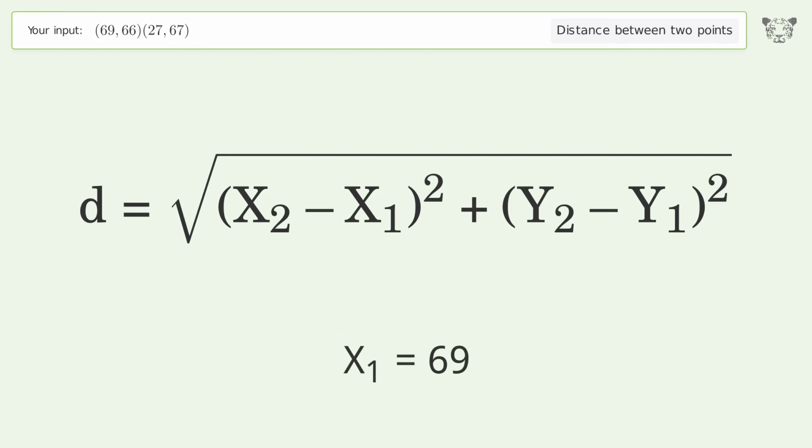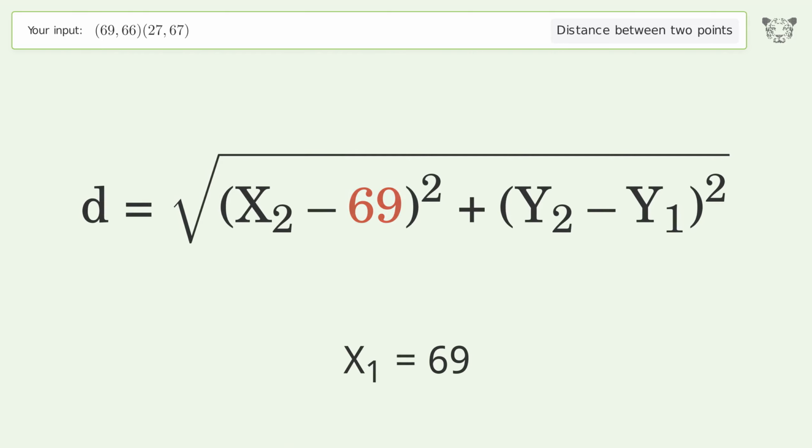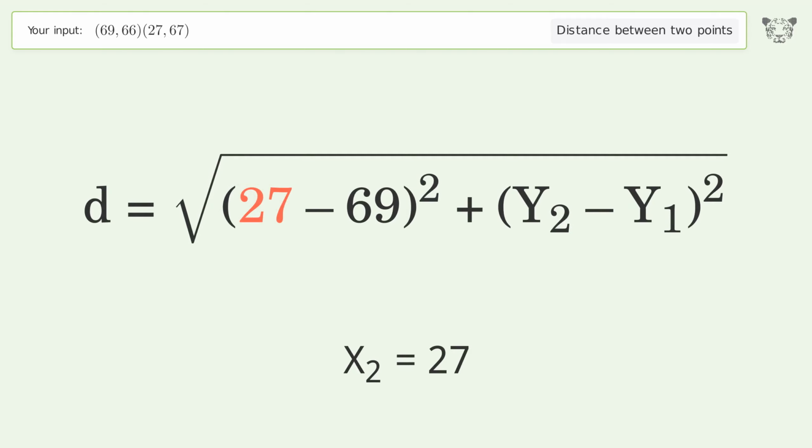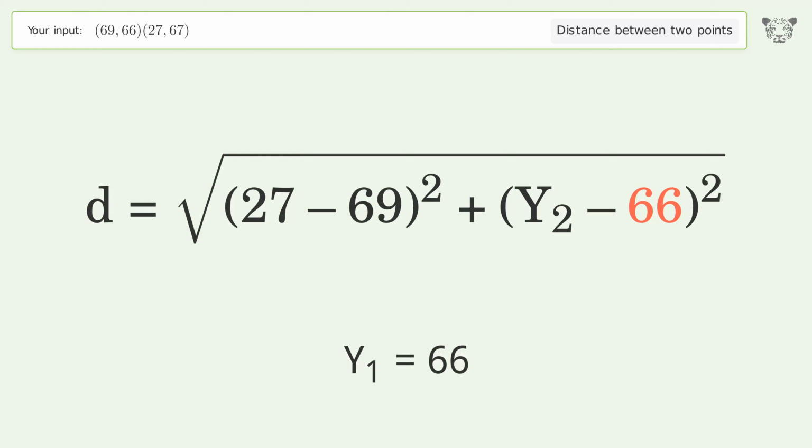x1 equals 69. x2 equals 27. y1 equals 66. y2 equals 67.